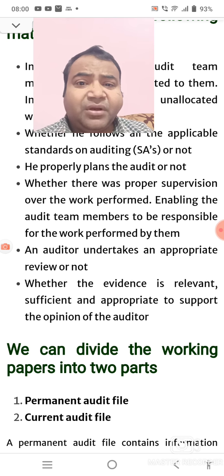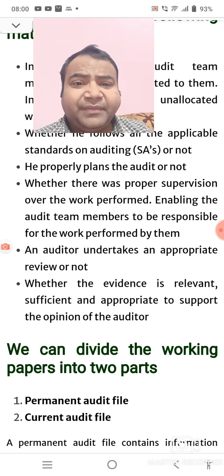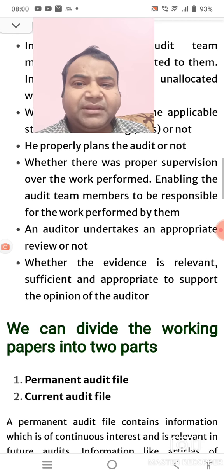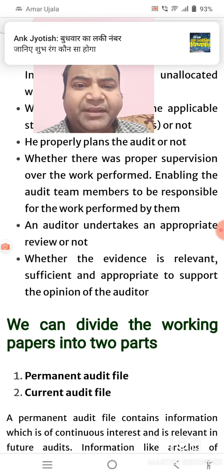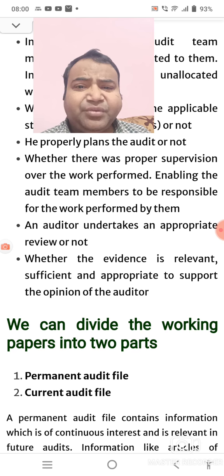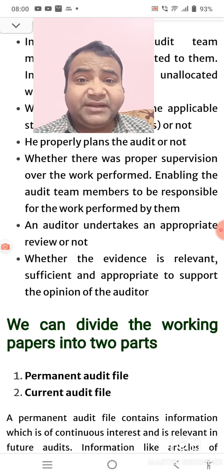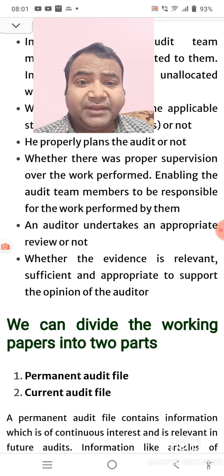So this is what we can call planning. If these plans are not there, that can be easily seen from these working papers. Then, whether there was proper supervision over work performed, enabling the audit team members to be responsible for work performed by them. So, proper supervision over the work performed. From the working paper itself, auditors will be able to supervise their working team. Why?